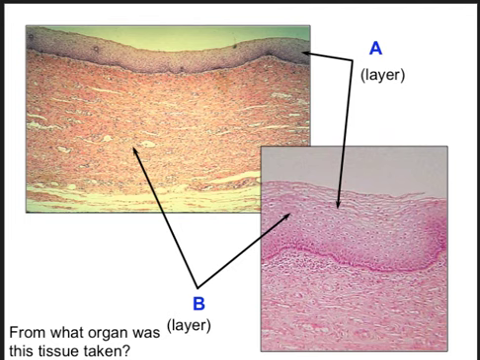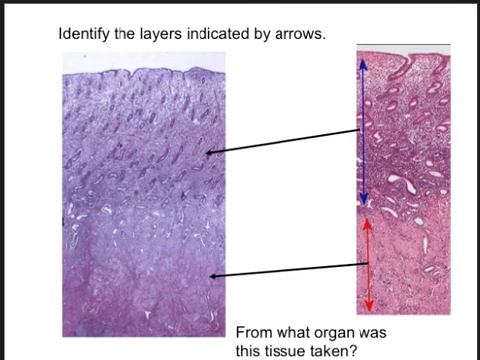Okay, moving on. Identify the layers indicated by the arrows. Okay, the blue arrow is indicating endometrium. This is taken from the uterus. And red is indicating the myometrium, and this is where the smooth muscle tissue exists that is eventually going to allow the uterus to expel the baby from the birth canal.